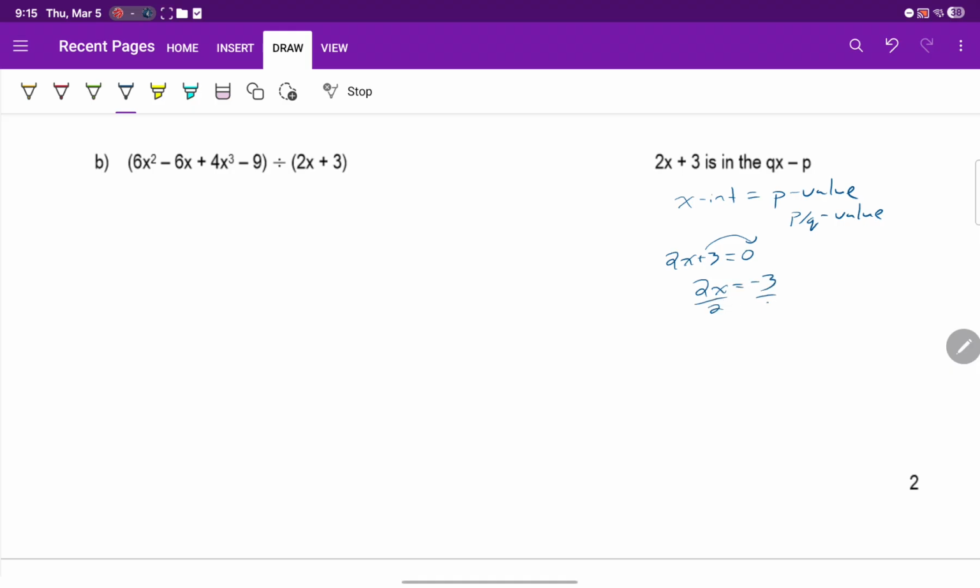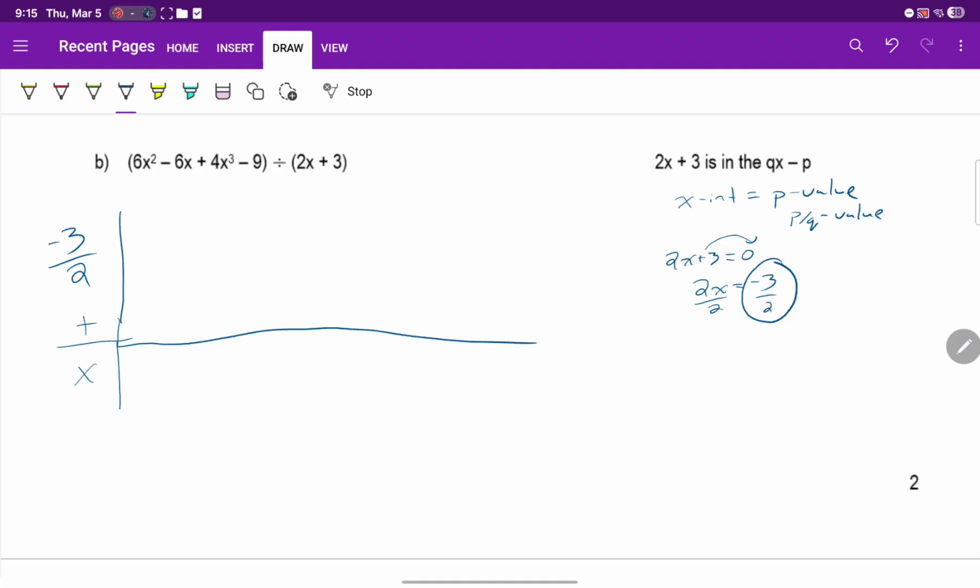Divide by 2, divide by 2. My P value, or the value that I'm going to use, is this right here, -3 over 2. So we're going to put -3 over 2. We're going to build my synthetic division box. Okay, I like to put a little plus there, little multiply here. And then we write these out in order with zeros if I have any things missing. So this is going to be, and you can put this at the top too.